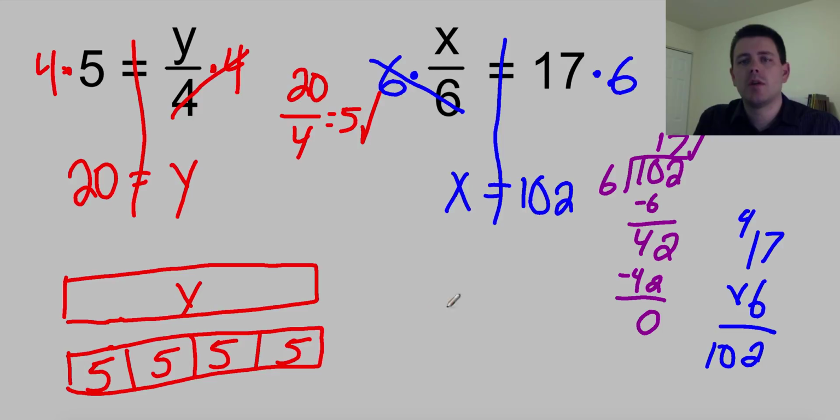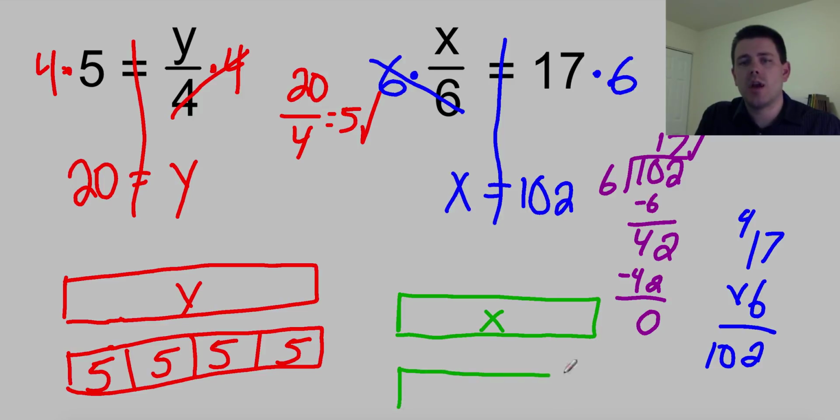Last step, go ahead and draw our bar diagram. So we started with some amount X, some big amount. And they divided it up into 6 parts, each of which was equal to 17. So below it, I go ahead and I draw out my bar diagram. And I'm going to chop it up into 6 equal parts. Each of those is equal to 17. So I got a whole bunch of 17s here.